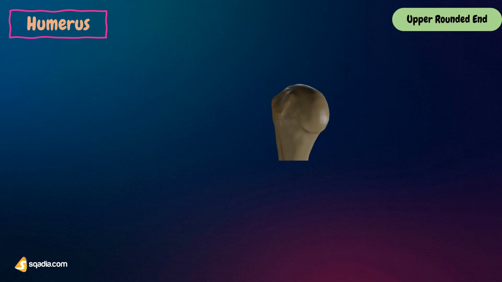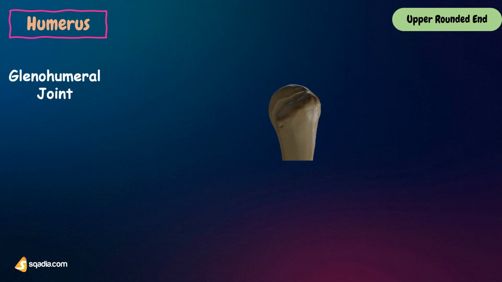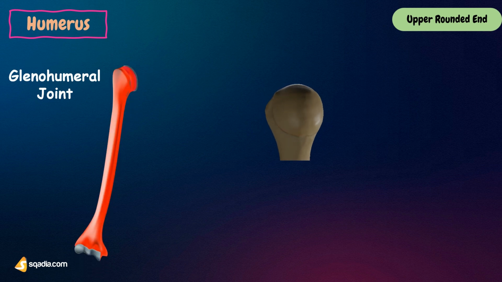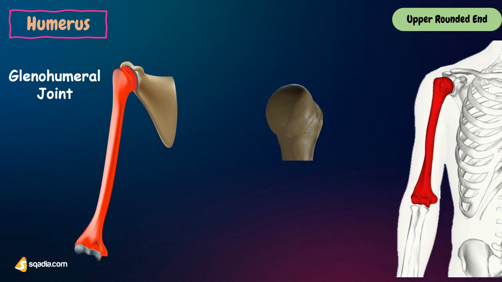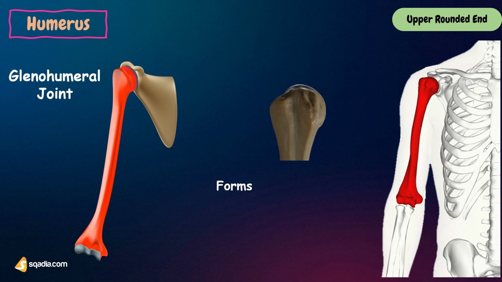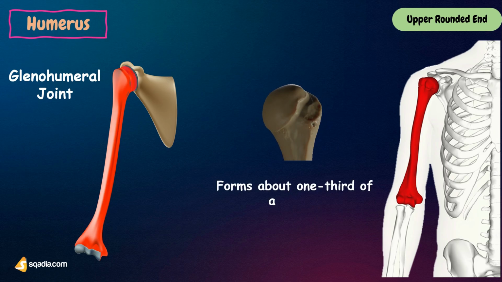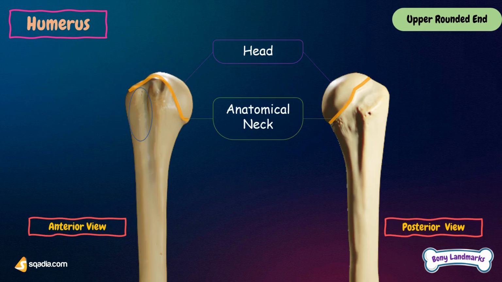Upper end. The head is directed medially, backwards and upwards. It articulates with the glenoid cavity of the scapula to form the shoulder joint. The head forms about 1/3 of a sphere and is much larger than the glenoid cavity. The line separating the head from the rest of the upper end is called the anatomical neck.